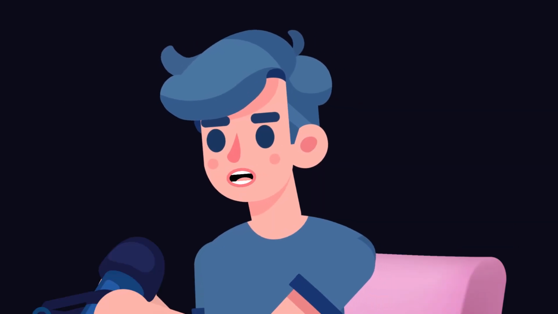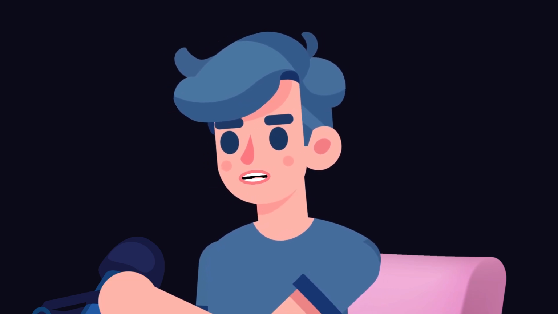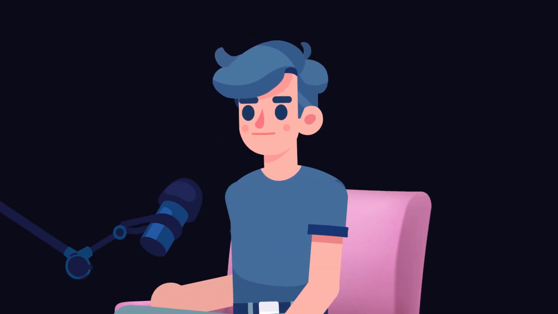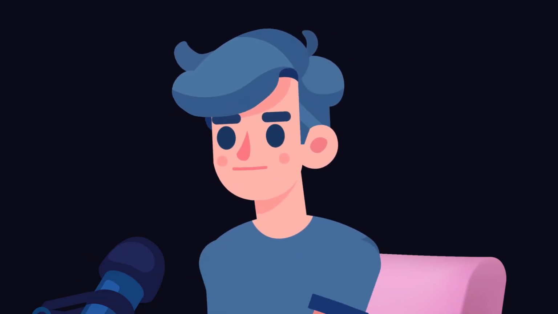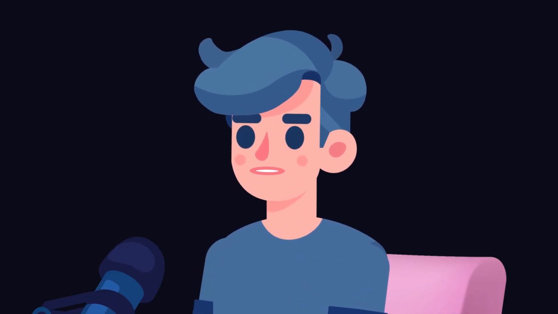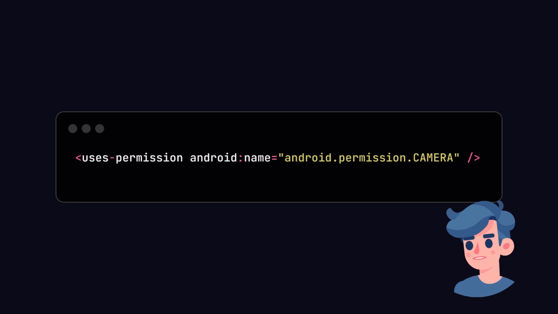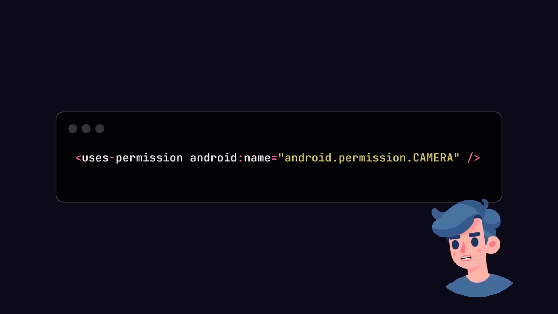Now let's set up our project. Open Android Studio and create a new project. Choose Empty Activity. Let's give our project a name. I'll name mine AR Makeup Try-On. Next, ensure you have the correct permissions in your Android manifest.xml file for camera access.